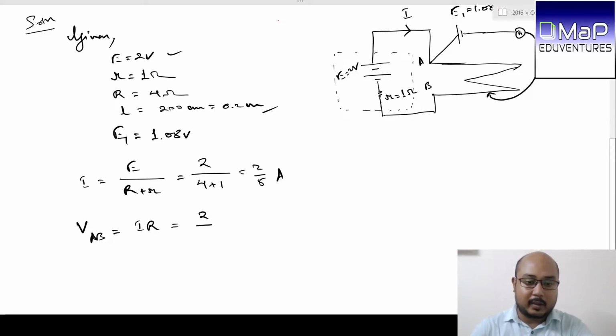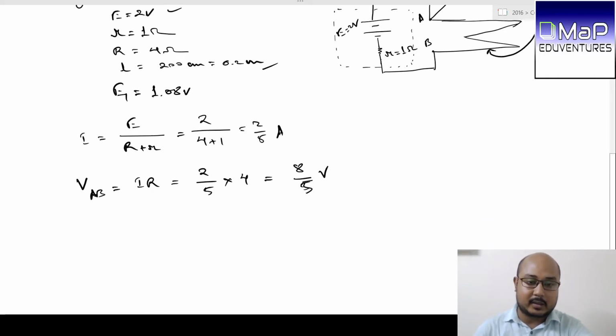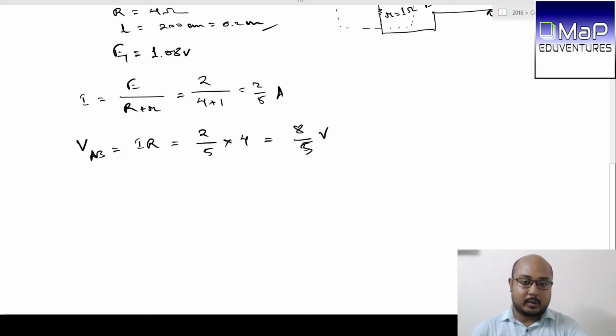I is equal to 2 by 5 into R, how much is R? R is equal to 4 ohm. So it is 8 by 5 volt is the potential voltage drop across the potentiometer wire. Okay, so this is the total voltage drop across the potentiometer wire. I need to find the balancing length, so for that I will first take the potential drop per unit length.